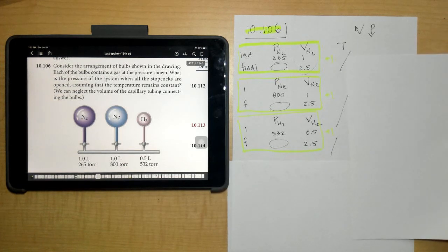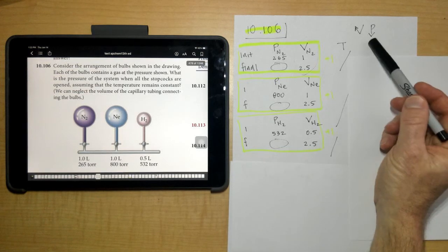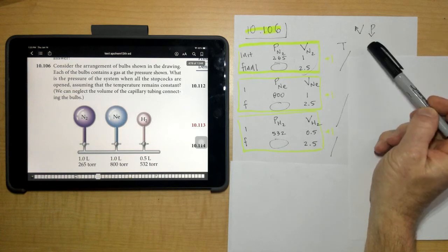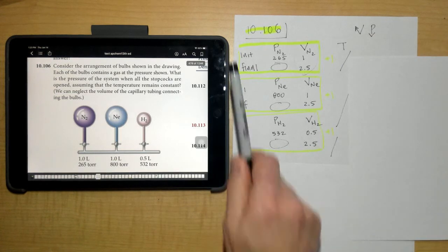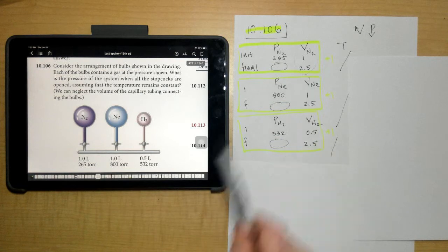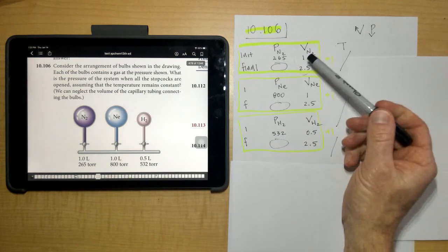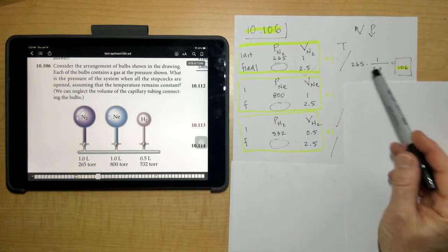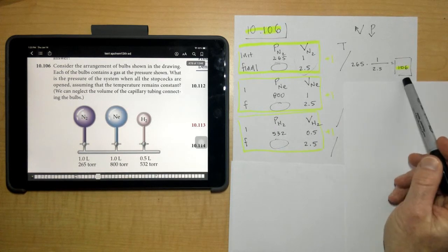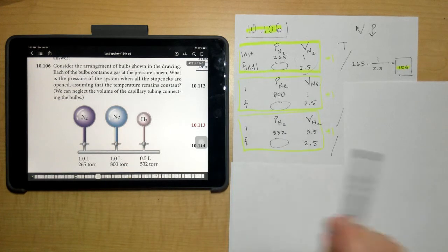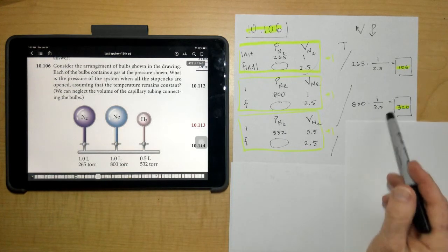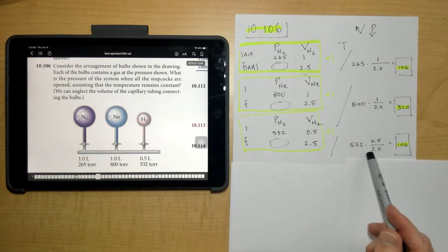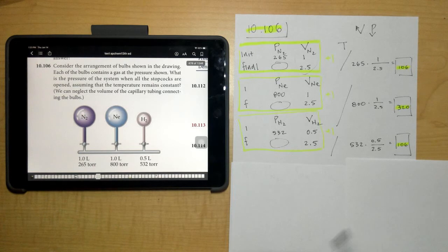Now for each one, it's an inverse relationship. If the volume goes up, which for each thing it's going up, the pressure is going to go down. And so I need to multiply the pressure by a fraction to make it get smaller. And my fraction choices are 1 over 2.5 or 2.5 over 1, and I'm going to choose 1 over 2.5 because I want it to get smaller. So 265 times 1 over 2.5 is 106. Same thing for neon, except it's 800 times 1 over 2.5. Same thing for hydrogen, except it's 532 times 0.5 over 2.5, which gives us 106.